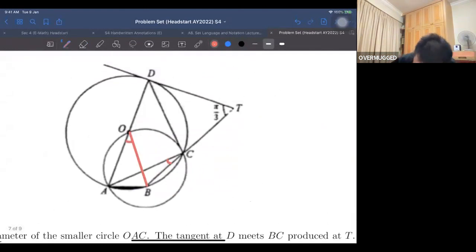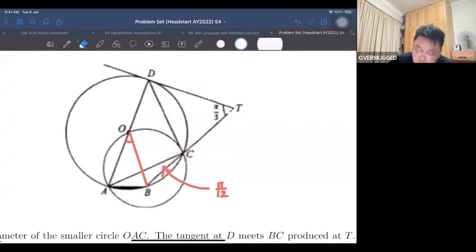Why? Let me explain. So we have 5 pi over 12 here, sorry. We know that this is obviously 90 because this is a diameter and we have a triangle in the diameter. So this is pi over 2. So we can find this. Let me write it out first. This is pi over 12.